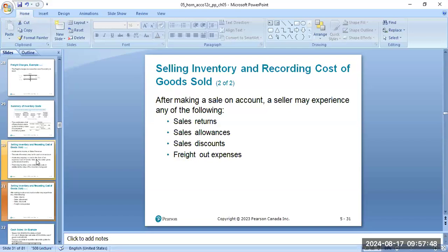The buyer likes our item, wants to keep it, but it's damaged. In that case, we can give them a sales allowance. We may want to speed up our accounts receivable by giving them cash terms. That will be the sales discount. And we might have to pay the freight out expenses, which will be free on board destination.